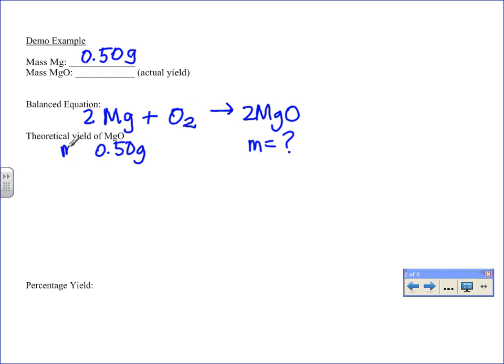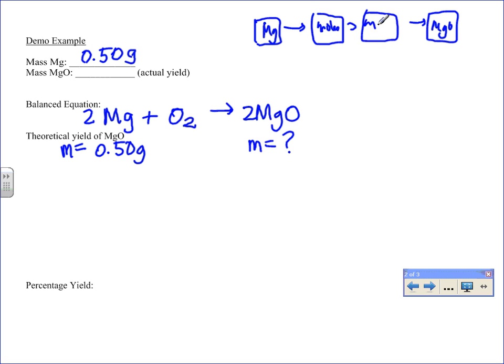And so what you might notice here is that this is a mass to mass problem. We've got the mass of magnesium, and we want the mass of magnesium oxide. So in our flow chart, we know that we need to use the mass of magnesium to find the moles of magnesium, use the ratio to find the moles of magnesium oxide, and then find the mass of magnesium oxide.